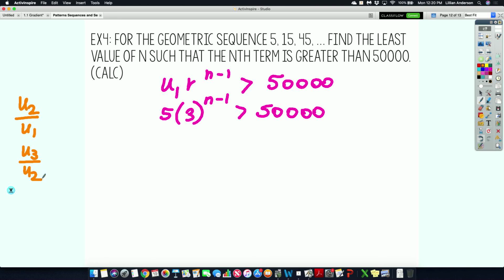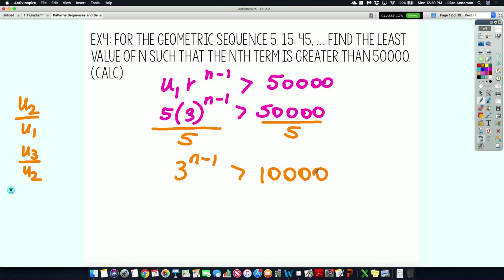Okay? All right. So, how do I solve this? Divide by 5. So I get 3 to the n minus 1 is greater than 10,000. Now I've got an n in the exponent, my variable in the exponent. I still have this inequality. What do I do?